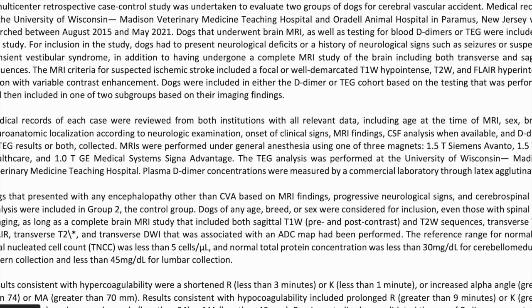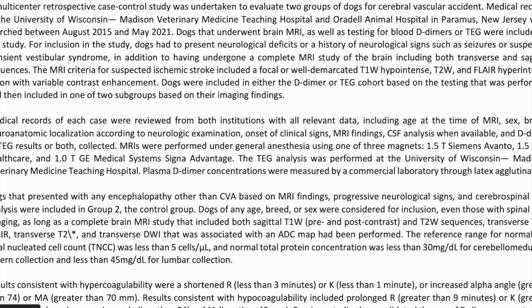or suspected transient vestibular syndrome, in addition to having undergone a complete MRI study of the brain including both transverse and sagittal sequences. The MRI criteria for suspected ischemic stroke included a focal or well-demarcated T1W hypointense, T2W, and FLAIR hyperintense lesion with variable contrast enhancement. Dogs were included in either the D-dimer or TEG cohort based on the testing that was performed and then included in one of two subgroups based on their imaging findings.